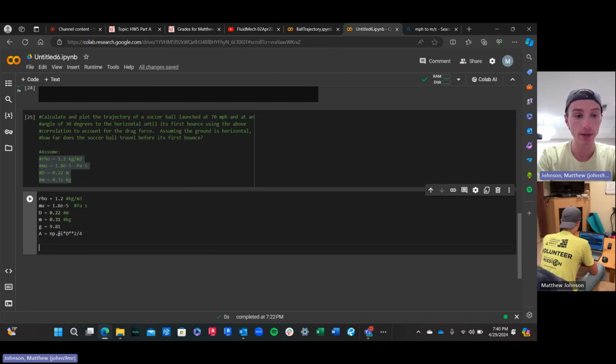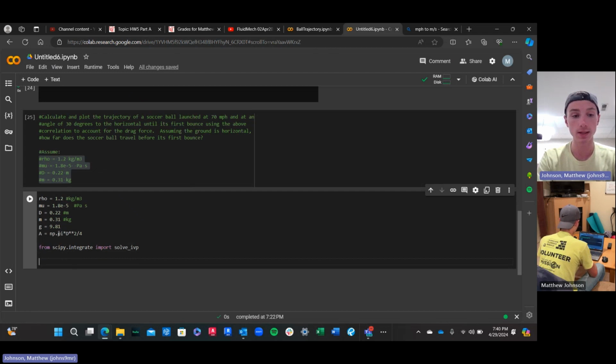So we've got a few things to note. This is going to be an initial value problem, meaning we'll need to import solve_ivp from SciPy. So let's go ahead and do that. From scipy.integrate import solve_ivp. And additionally, we need to know our initial values for the problem.